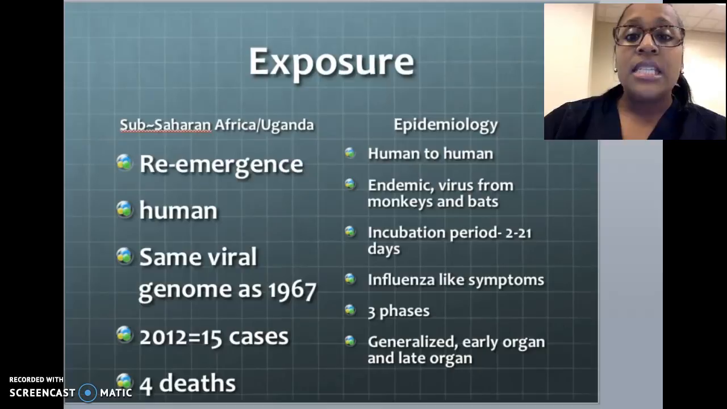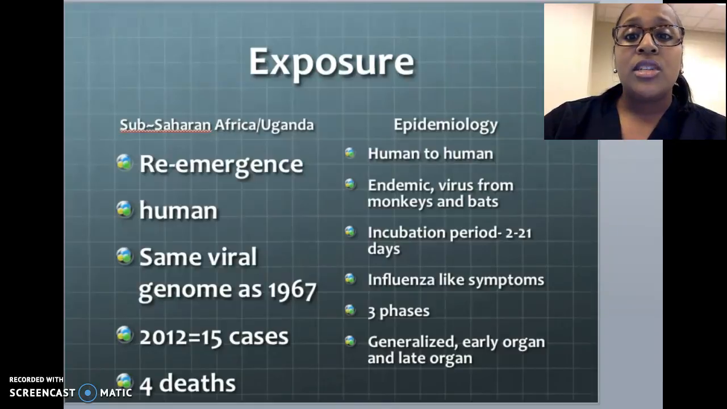This disease, although it happened in 1967, is reemerging, as you've seen in the slide before, that in 2012 and 2014 there were several cases and also fatalities. It occurs with human-to-human contact. It has the same viral genome, they found out once they ran tests.